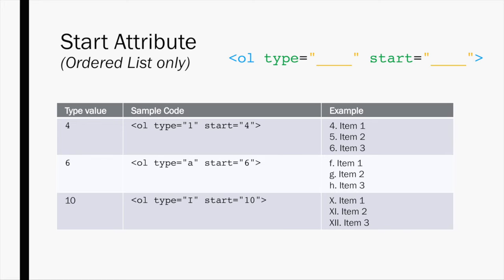F is number 6, so in that case you have item 1 as F, item 2 as G, item 3 as H. Again, just going down the list. You have capital I and start at 10, well that means it's going to start at Roman numeral 10, and then 11, and then 12. So based on that, you can tell where the list will start based on the start attribute.